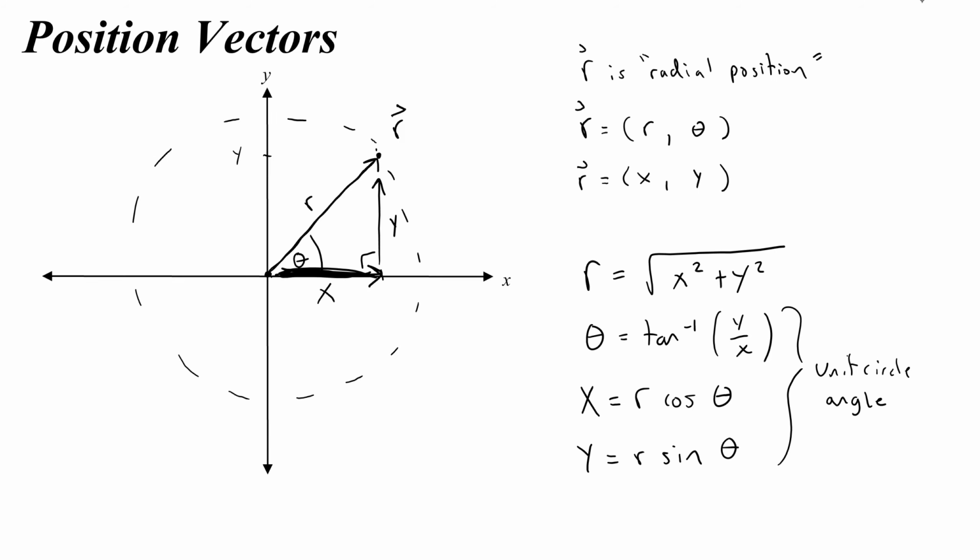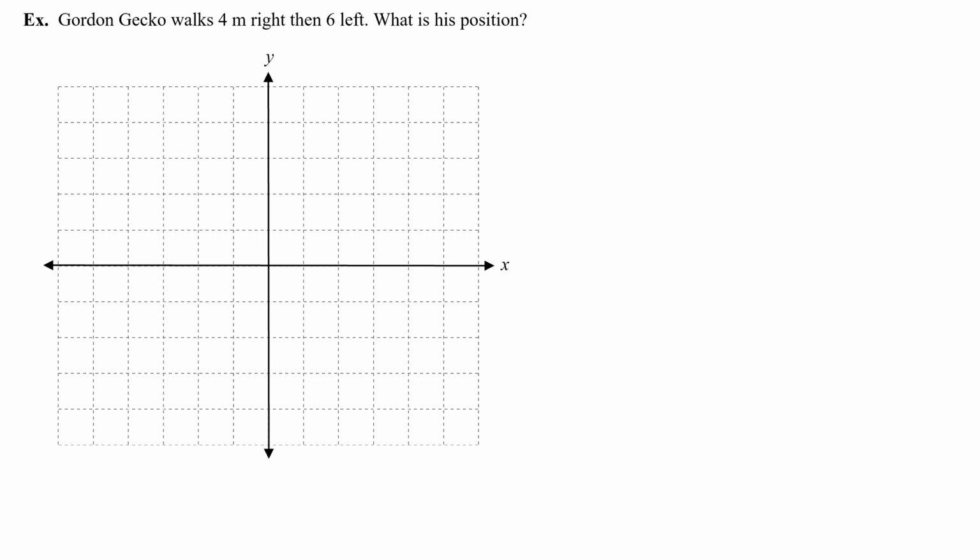Okay, let's do some problems with position vectors. Gordon Gekko walks 4 meters right, then 6 meters left. What is his position? Okay, so first they're going to go 1, 2, 3, 4. And then after that, 6 left, which is going to be 1, 2, 3, 4, 5, 6. So here is where the position is.